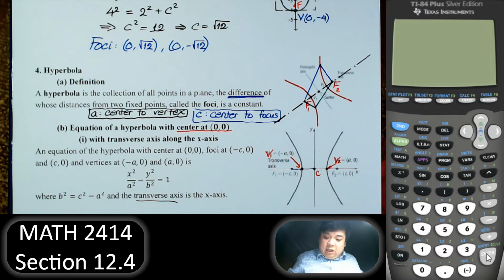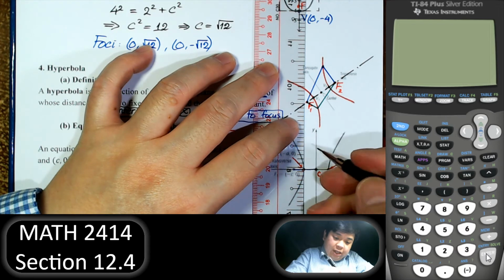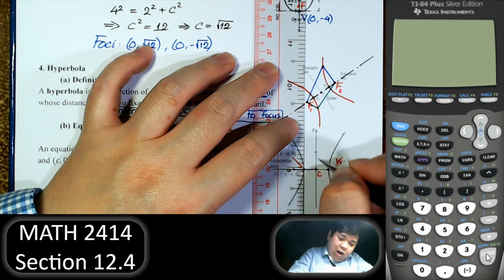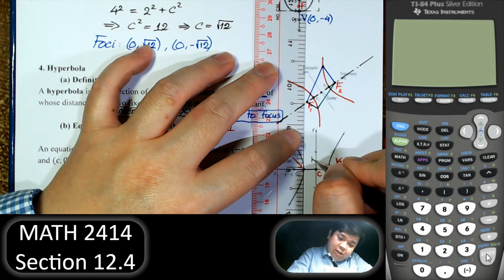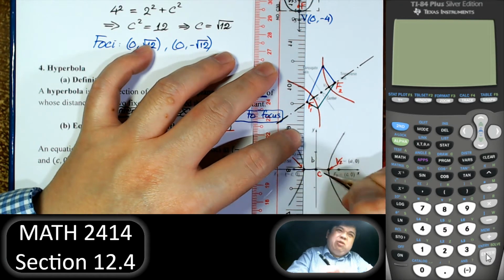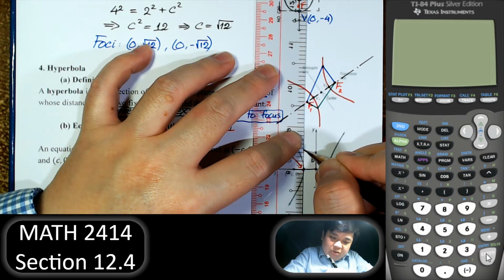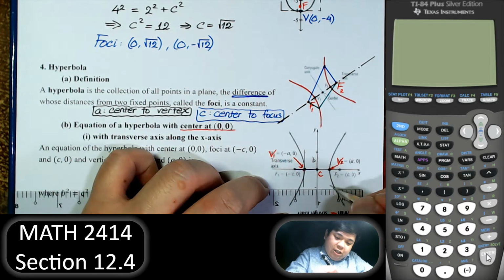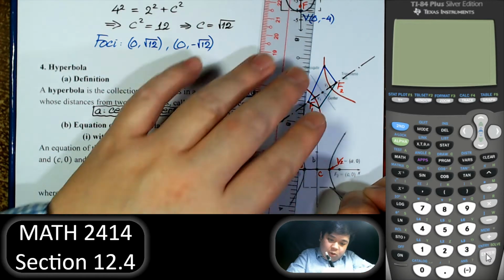So what is B? Actually B is going to be the distance that is perpendicular to the transverse axis. So in that case, this is B. Kind of difficult to describe, but it's just perpendicular to the transverse axis, and we'll go up and down that much unit. So we're going to have the box still the same thing as before.